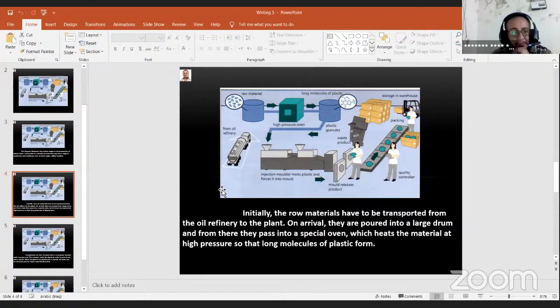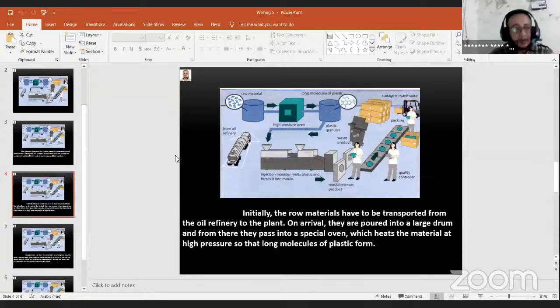For example, on arrival, they are poured into a large drum, and from there they pass into a special oven which heats the material at high pressure so that long molecules of a plastic form, which is mentioned here as a hint. Raw material, long molecules of a plastic. Look at the raw material, they are shown here very small. Then look at the long molecules of a plastic, which are shown here and written here.